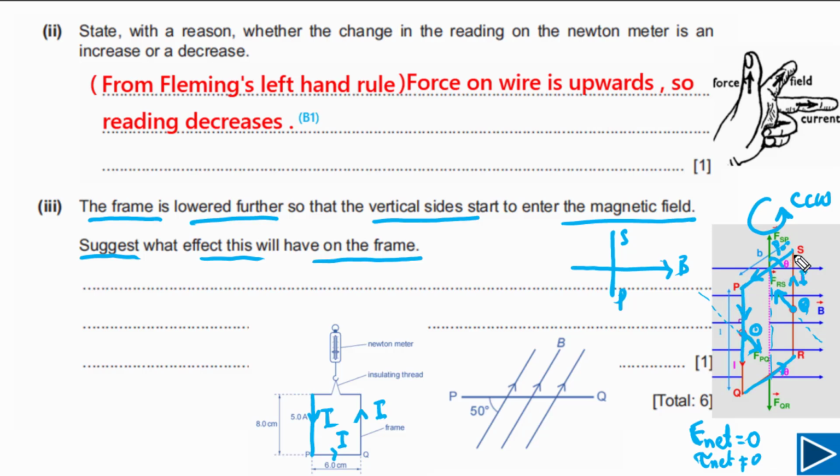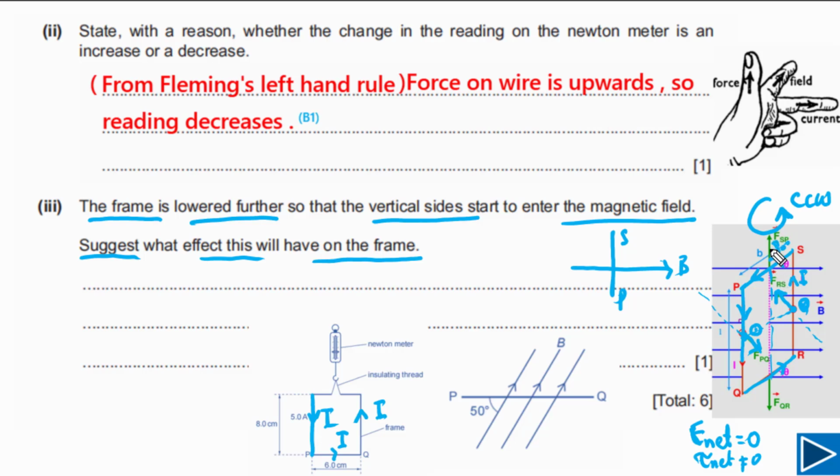Finally, when the angle between PS and the magnetic field is 90 degrees, there will be no net torque, because the force here is up, the force here will be down, and these two forces will be into the page and out of the page. But the line of action of the forces when this angle is 90 degrees will also be along the same line. So at that time net torque will also be zero. But this loop will continue rotating because it has momentum.